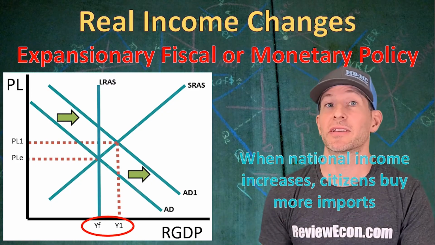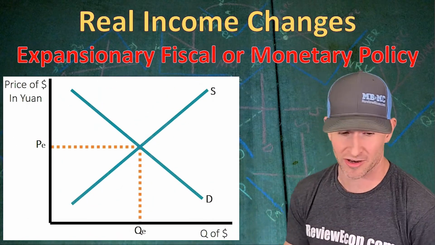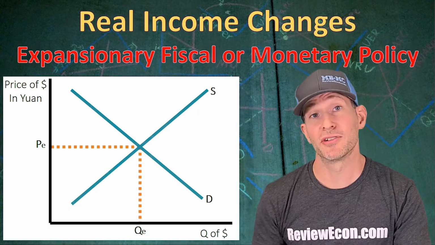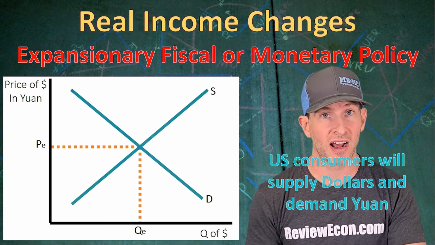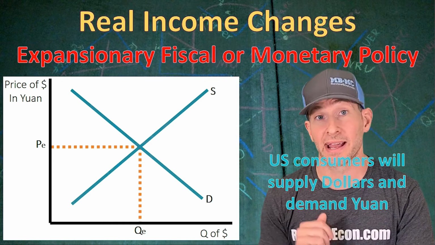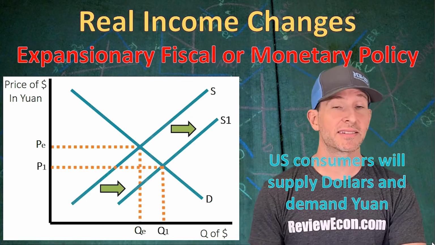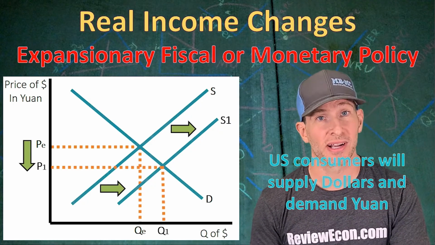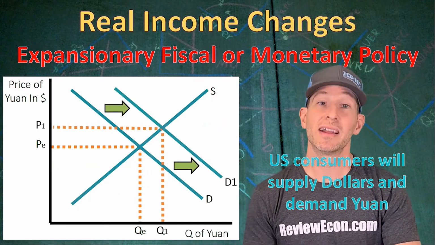And now we're going to take a look at the impact of those policies on the foreign exchange market for the US dollar. Since US citizens are going to be demanding more foreign-made goods, including those made from China, that means consumers are going to increase their supply of US dollars and increase their demand of Chinese yuan as they demand more imports. So that means the supply of US dollars is going to increase and the currency is going to depreciate, which means the exchange rate has fallen.